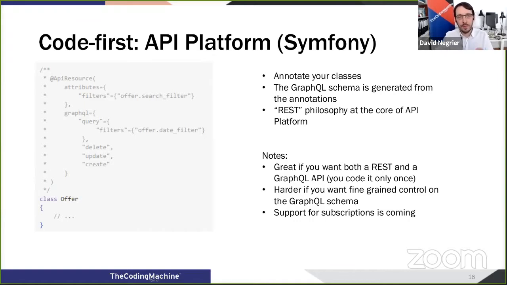However, if you want to have a good control on the GraphQL schema that is generated, API platform may not be the best tool out there, because the underlying philosophy is very much REST. So you have CRUD, you can create, read, update, and delete a record. If you want to do some other things, it will be a bit harder to customize. It has support for subscriptions too. So yeah, that was a zoom on Lighthouse and API platform.